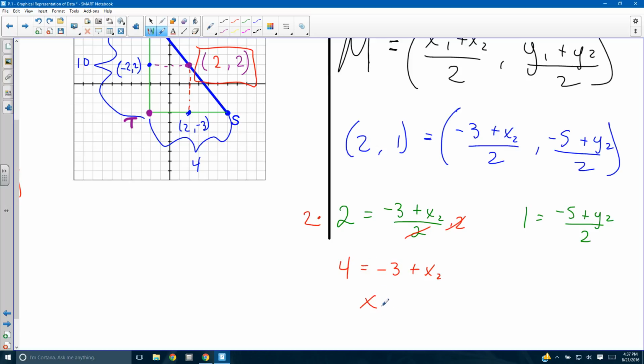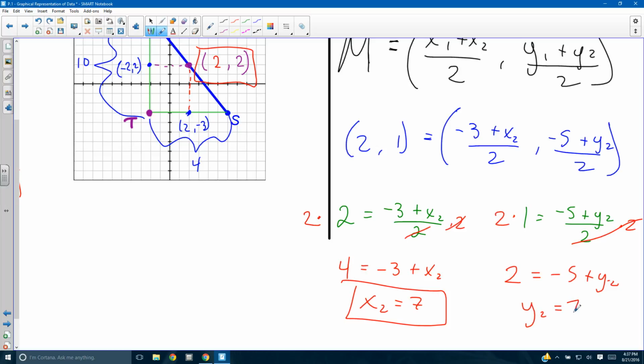Add 3 to both sides. You get x sub 2 equals 7. That is the x coordinate for the point B. Solving for this one right here, once again, multiply by 2 on both sides. Whenever you're doing a midpoint formula, you're just averaging 2 points, right? So you'll always be multiplying by 2 because it's always being divided by 2. Plus y sub 2. Add 5, you get y sub 2 equals 7. So they're both 7. X sub 2 is 7, y sub 2 is 7. So the point B is at 7, 7.